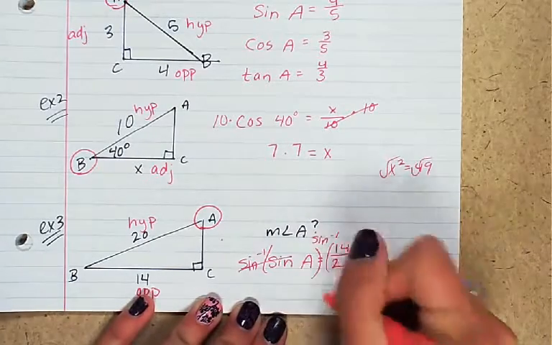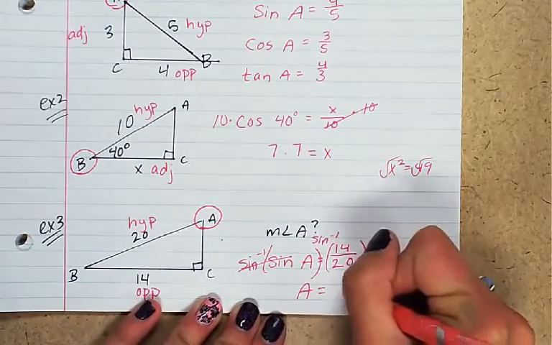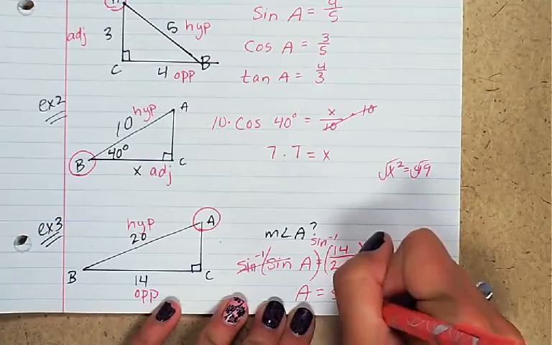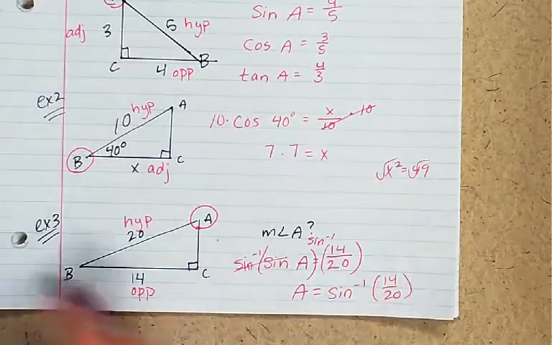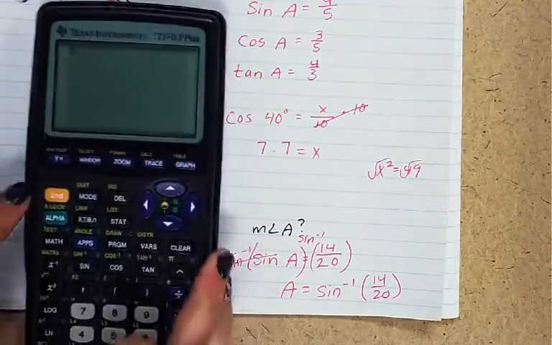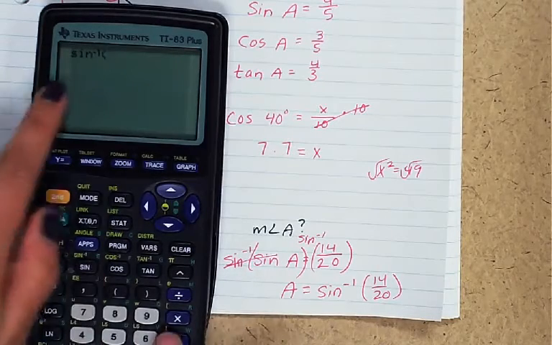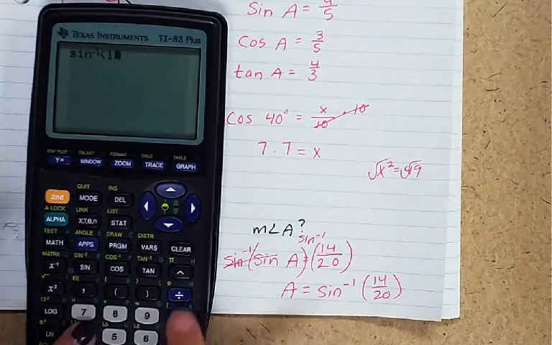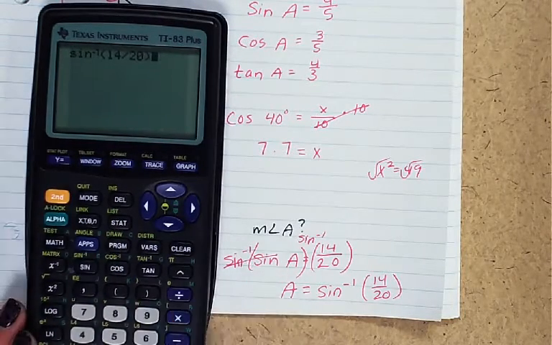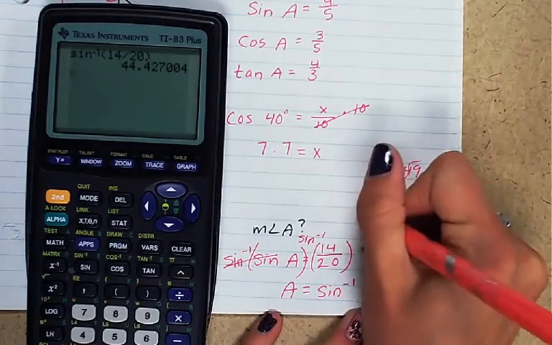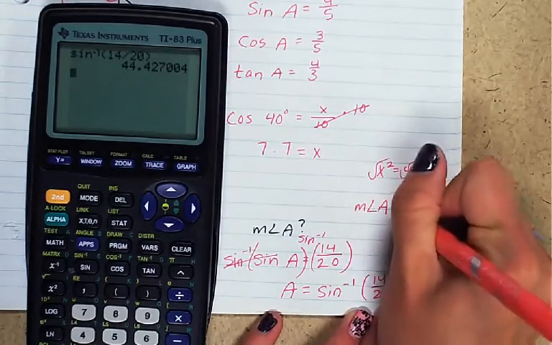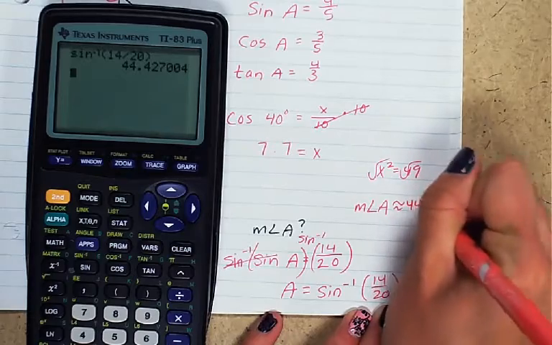Sine inverse cancels out sine, and we get A equals, I'll write it out first, sine inverse of 14/20. So lucky for us, it's a button on our calculator. So I would just go second sine, so sine inverse pops up, and I would just do 14 divided by 20, close the parenthesis, and we get that the measure of angle A is about 44.4 degrees.